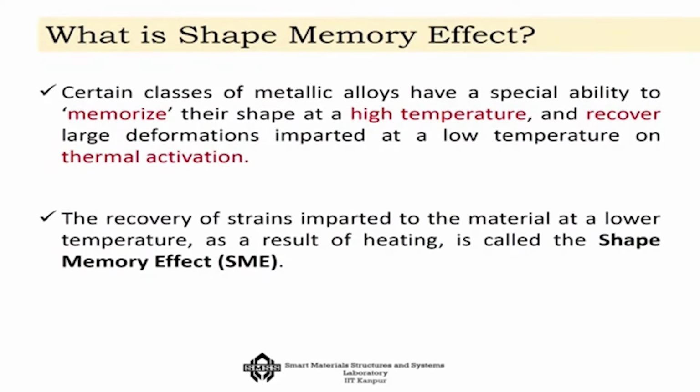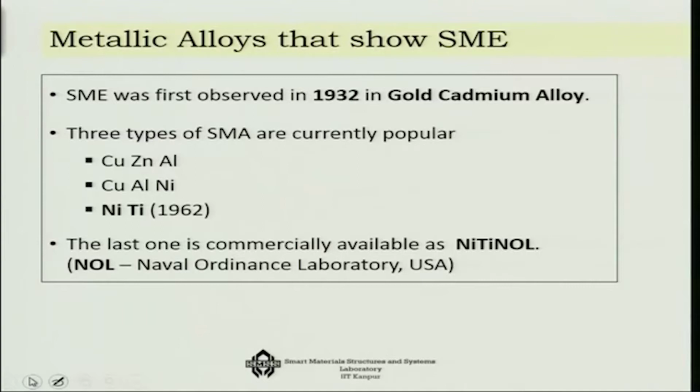In fact, in case of a two-way effect it is both low and high, but otherwise it is at the high temperature, and then you bring it to low temperature and do whatever you wish, the large deformations. Finally, as the thermal activation takes place, you will see that the same shape is back again. This effect was first observed in 1932 in gold cadmium alloys.